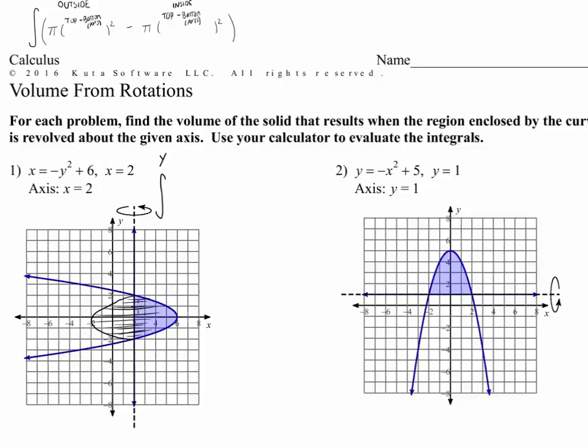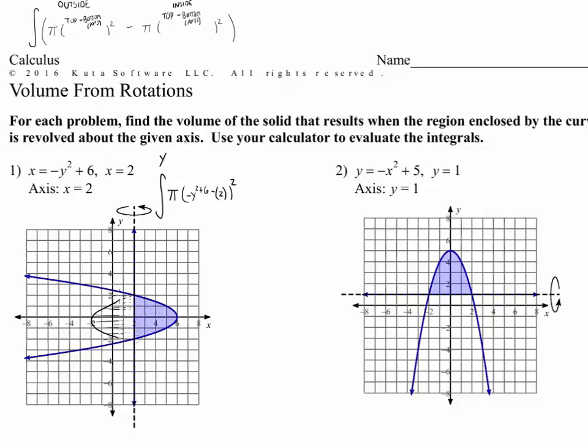So my top, here's my region. It is pi radius squared. So the top part of this region is negative y squared plus 6 minus my axis of rotation, which is 2. And I like that because if I don't do the minus 2, watch what happens.